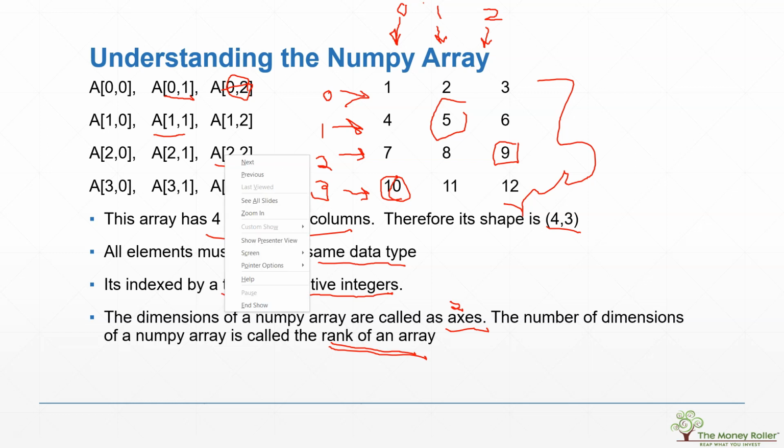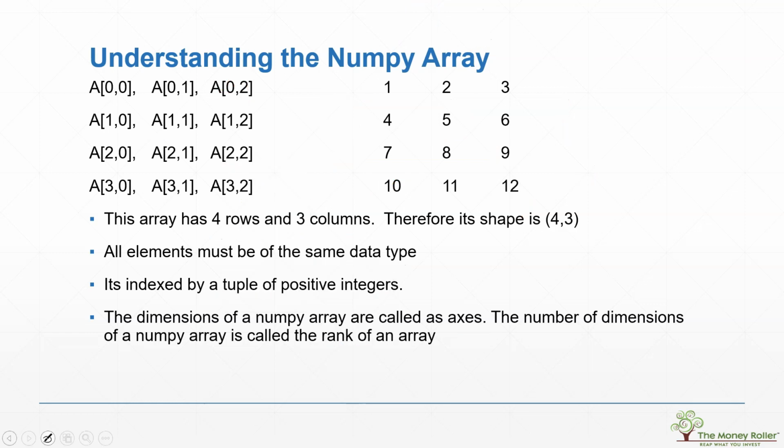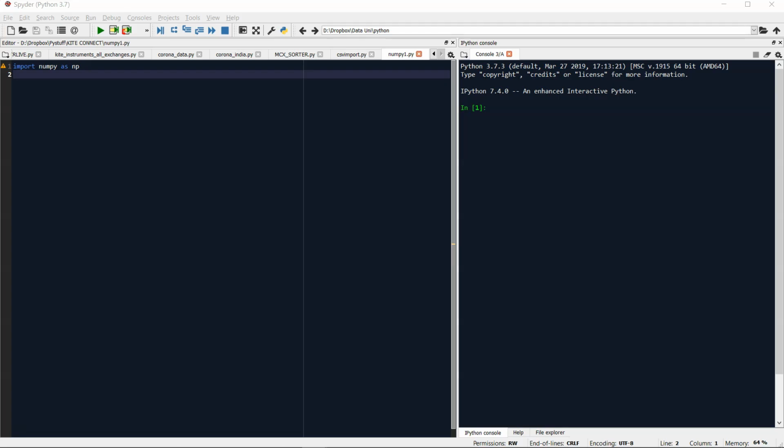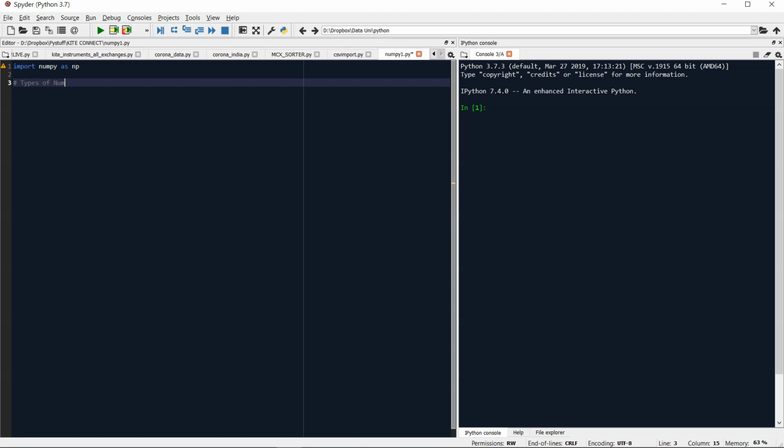So that is that. Now let me just clear the screen, and I think we are good to go to our Spyder and try making arrays and understand them further. Okay, so now what we need to do is find out different ways of creating a NumPy array and different types of NumPy array. So this is types of NumPy array.